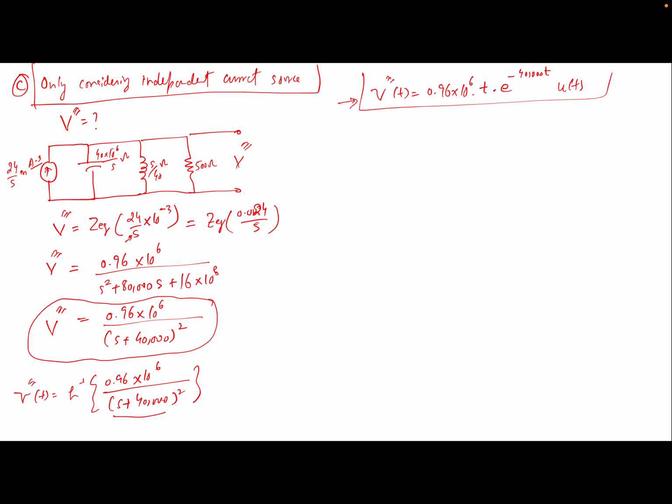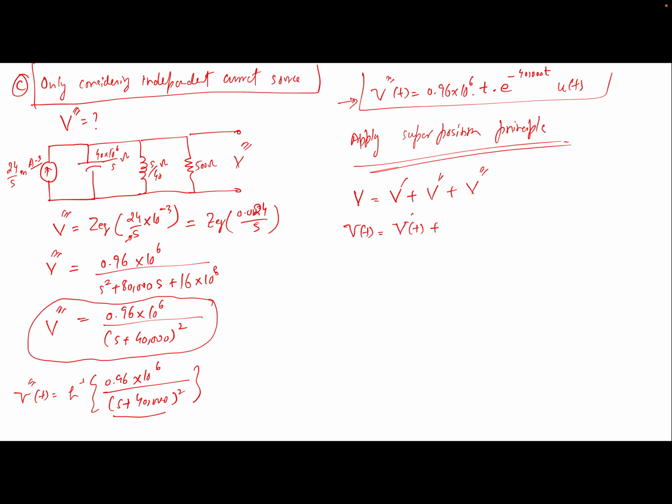So let's see. Now I'm going to apply the superposition principle, right? And the superposition principle simply states that this capital V should be equal to V prime plus V double prime plus V triple prime, right? In the S domain. And similarly, this in the time domain should be equal to V prime in the time domain plus V double prime in the time domain plus V triple prime in the time domain. So I can just find V of t, I'm going to add all three of them.